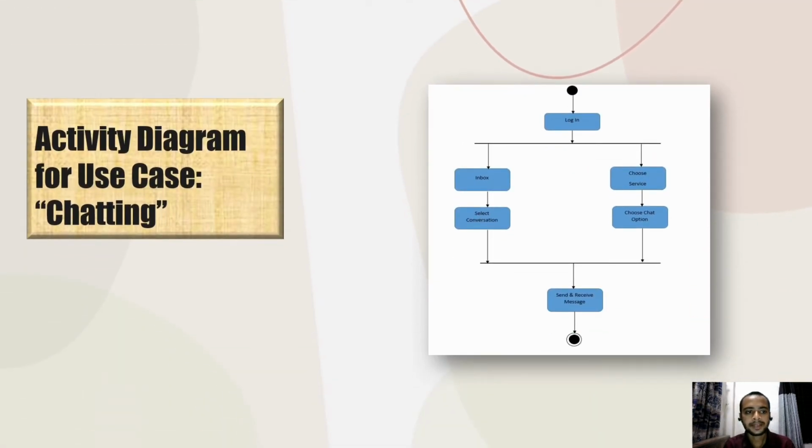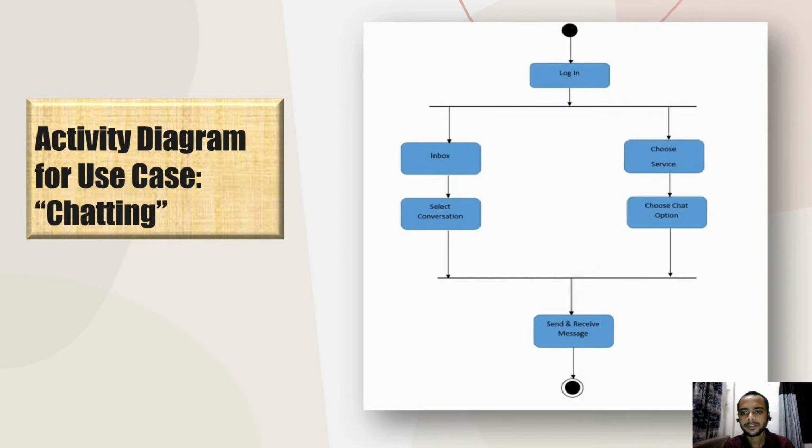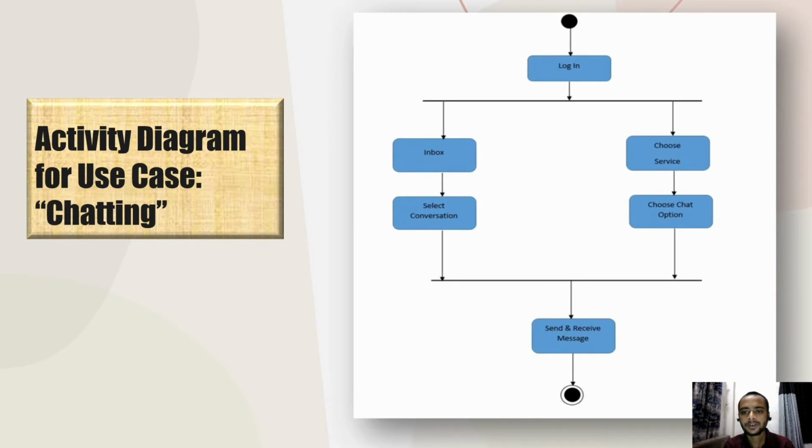Let's see the activity diagram for this use case, chatting. First, user has to log in. If login is successful, then we have two kinds of flow. User can go to his inbox and select a conversation, then send or receive message. Or alternatively, user can choose a service from a post of the business owners, then choose the chat option, then send or receive message.